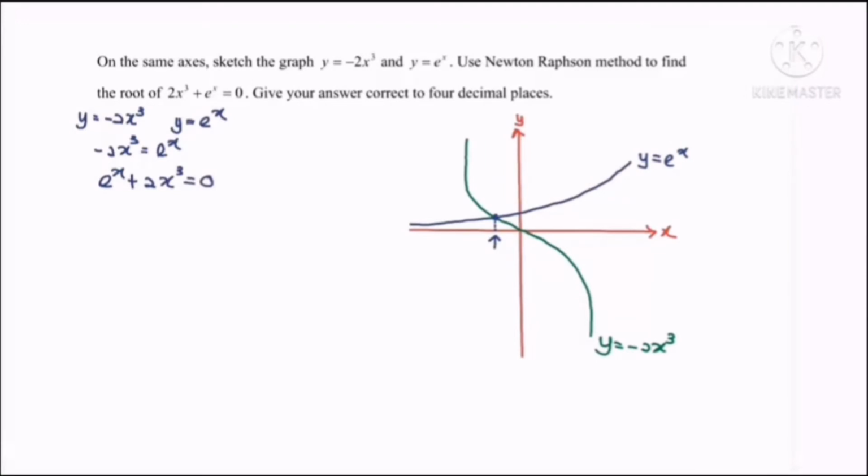From here, we can find out the function f(x), which is 2 multiplied by x cubed plus exponent x. Second step is to find the first derivative, where we have f prime x is equal to 6x squared plus exponent x. Next, what we have to do is to estimate the value of x.